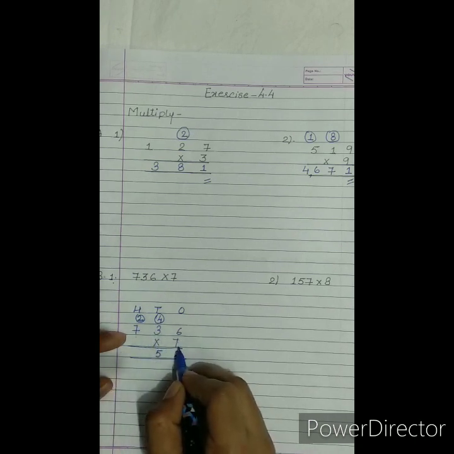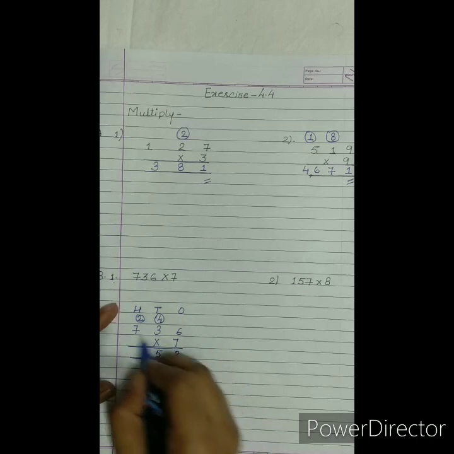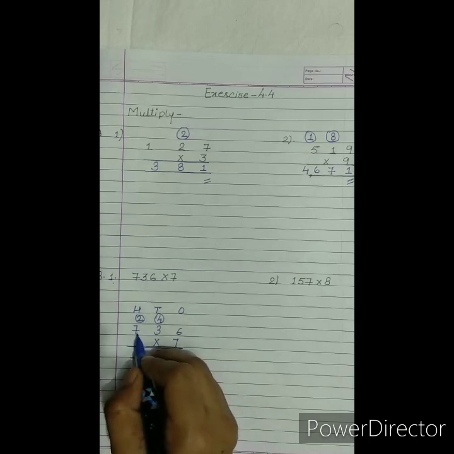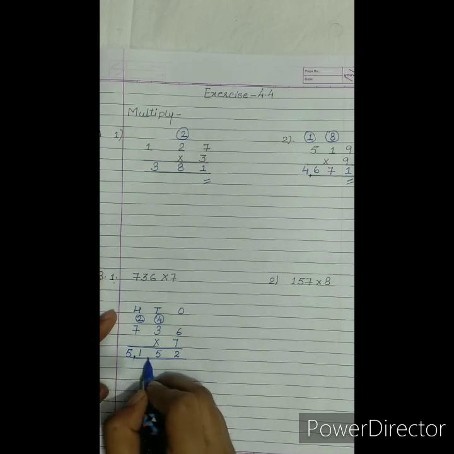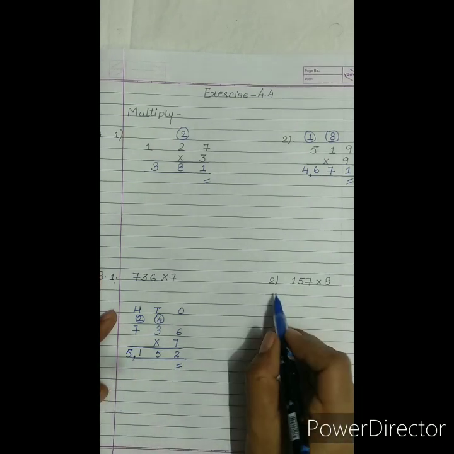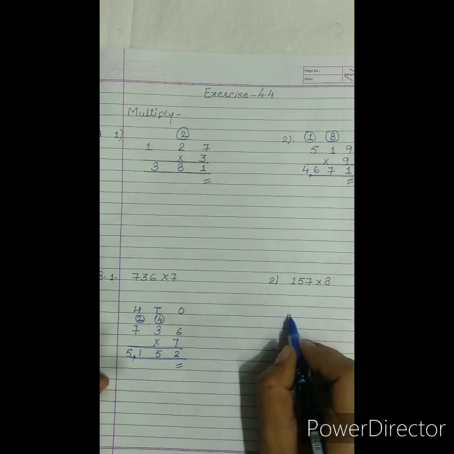7 7s are. Okay, let's start. 7 1s are 7, 7 2s are 14, 7 3s are 21, 7 4s are 28, 7 5s are 35, 7 6s are 42, 7 7s are 49, 49, 50 and 51. So answer is 5152.